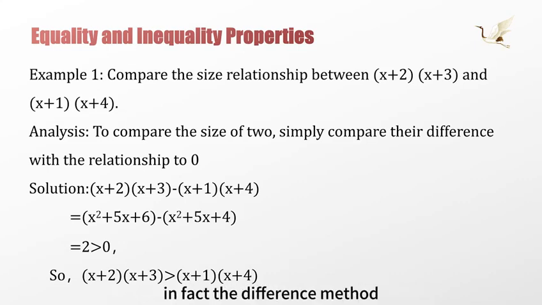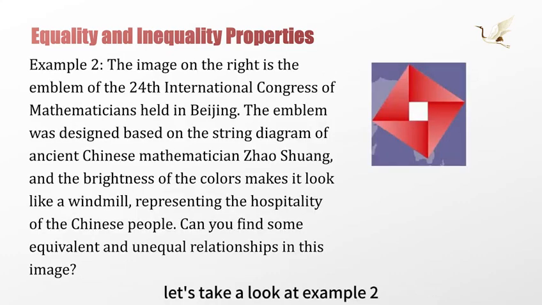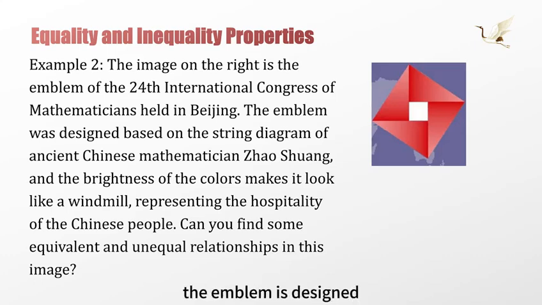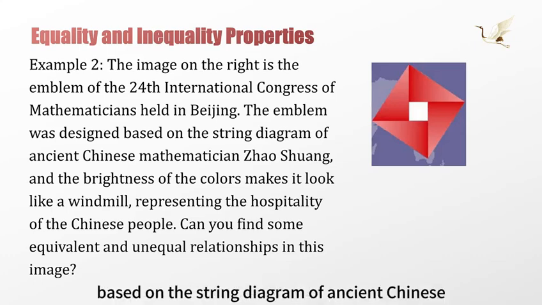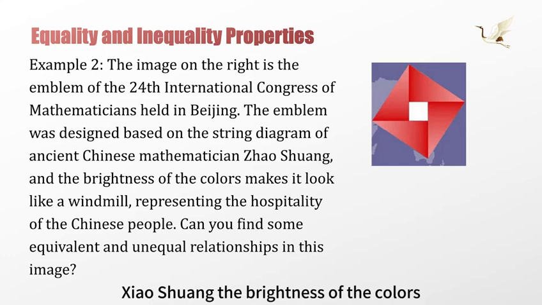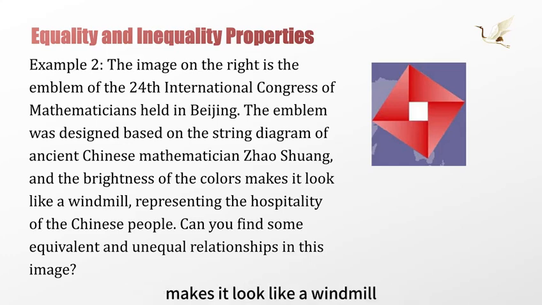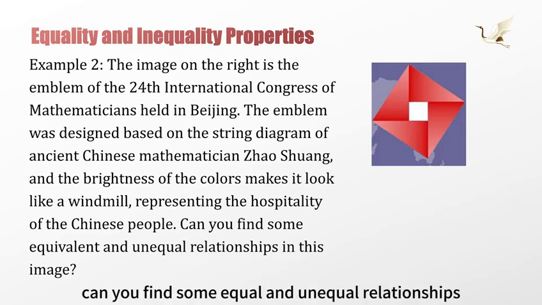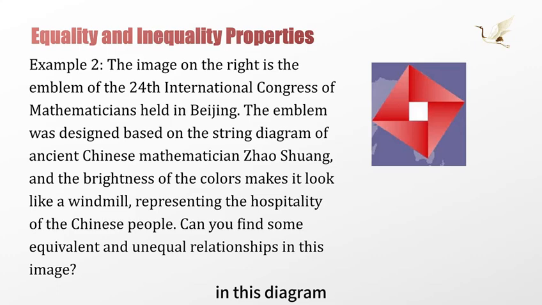In fact, the difference method still plays a very important role in proving many important unequal relationships. Let's take a look at example 2. The image on the right is the emblem of the 24th International Congress of Mathematicians held in Beijing. The emblem is designed based on the string diagram of the ancient Chinese mathematician Zhao Shuang. The brightness of the colors makes it look like a windmill, representing the hospitality of the Chinese people. Can you find some equal and unequal relationships in this diagram?